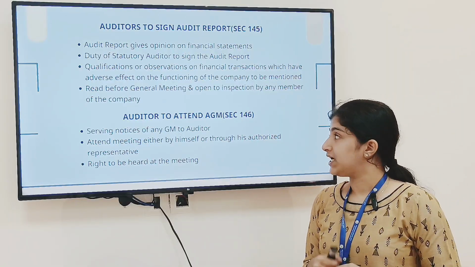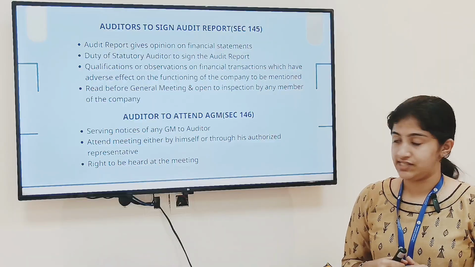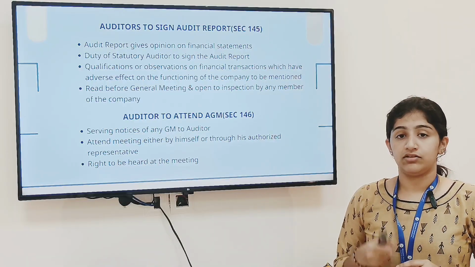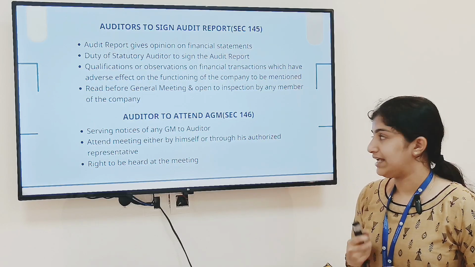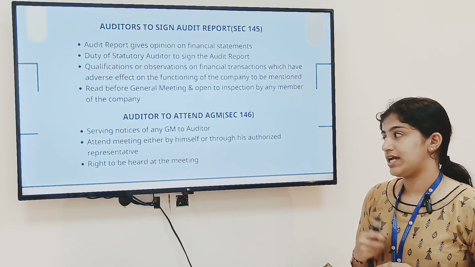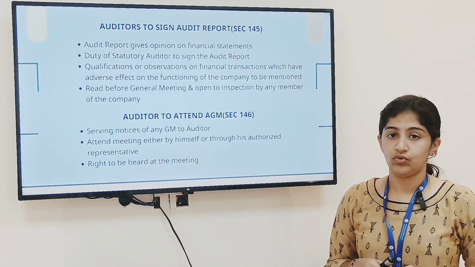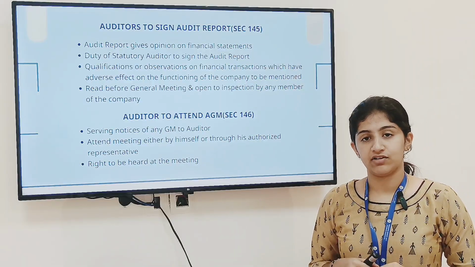Next is auditor's duty to attend the AGM, section 146. The notice of the AGM has to be served to the auditor also. Auditor can attend the meeting either by himself or through his authorized representative. Auditor has a right to be heard in the meeting on the matters respecting him.